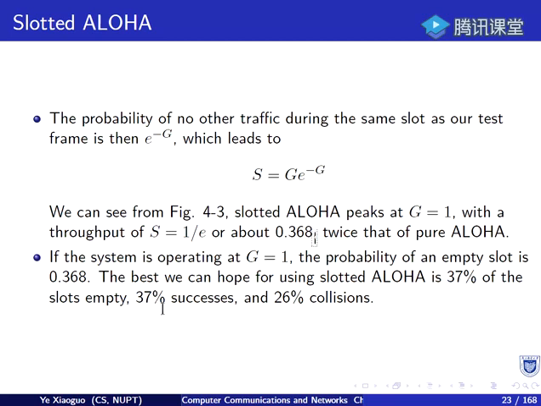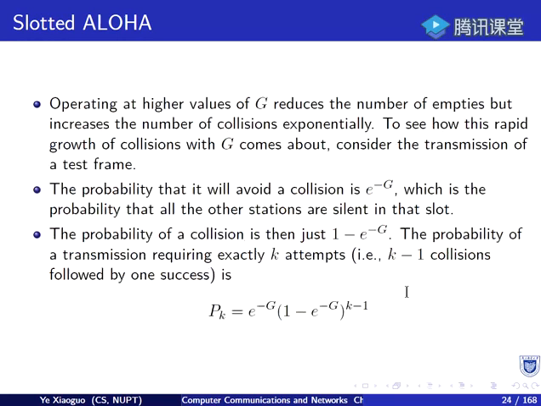So that means 37% of the channel time succeeds, and only 26% collisions, right? So operating at a higher value of G reduces the number of empties, but increases the number of collisions exponentially.